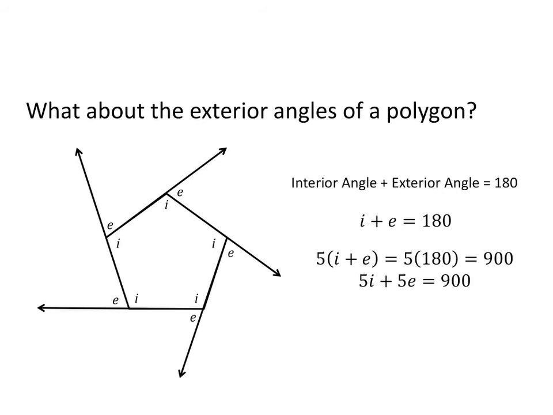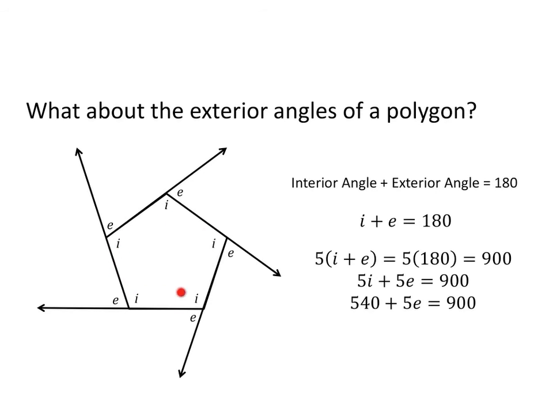So let's simplify this. We've got 5 times I plus 5 times E equaling 900 degrees. Combine like terms. Substitute in 540 for the 5i. We know that the sum of the interior angles of a pentagon is 540. So that's where the 540 came from.